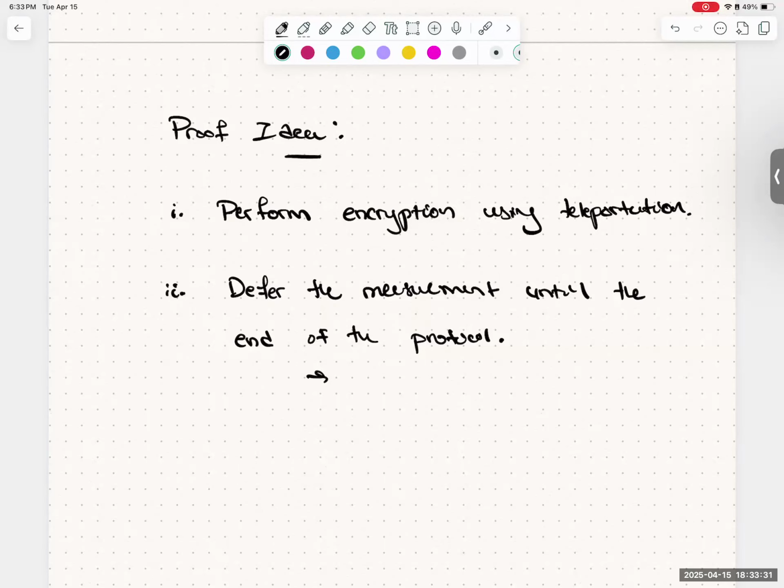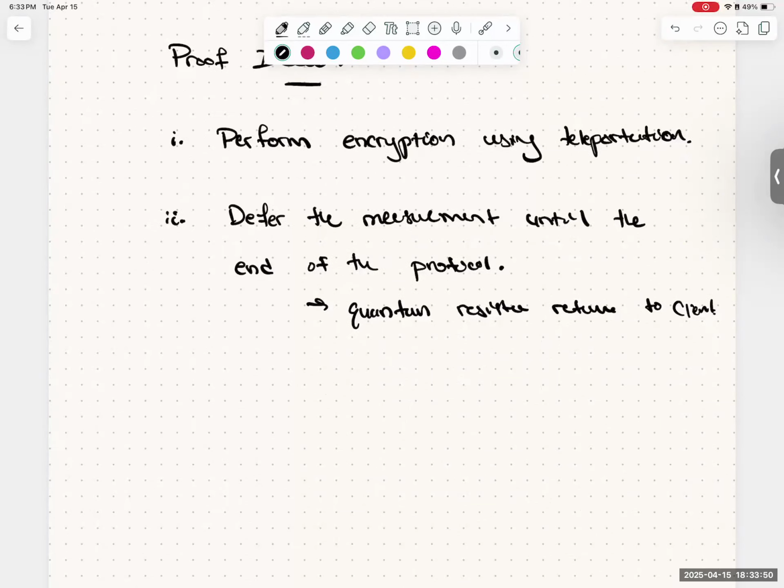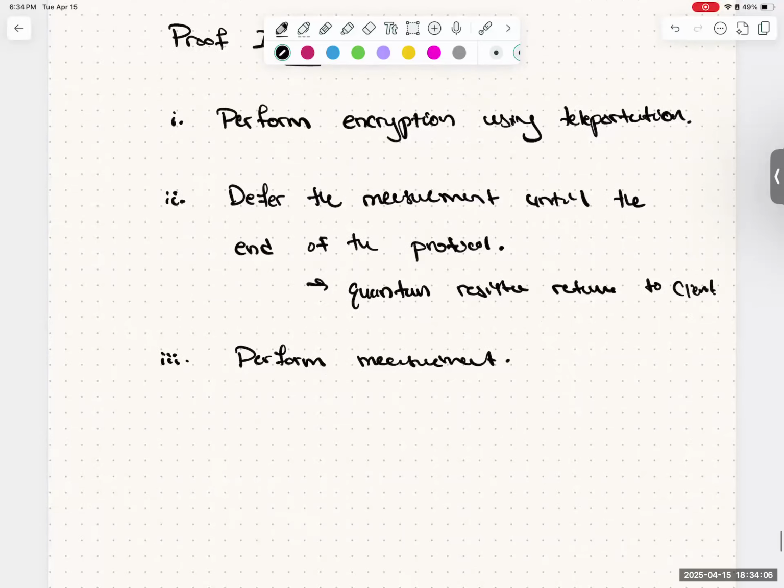In particular, the quantum register has been returned to Alice, the client. And then at the end of this, the client performs the measurement that was deferred. And because they know the outcome, they know how to perform the decryption as well.